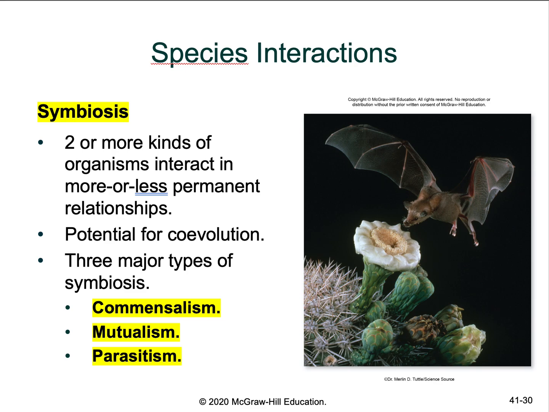How species interact with each other is what we call symbiosis, and there are different types: commensalism, mutualism, and parasitism. It's a beautiful picture. I've got a bat, and it's pollinating the flower of the cactus. So from these three, which one do you think it is? I'll give you like 5 seconds. Do you think this is an example of commensalism, mutualism, or parasitism?